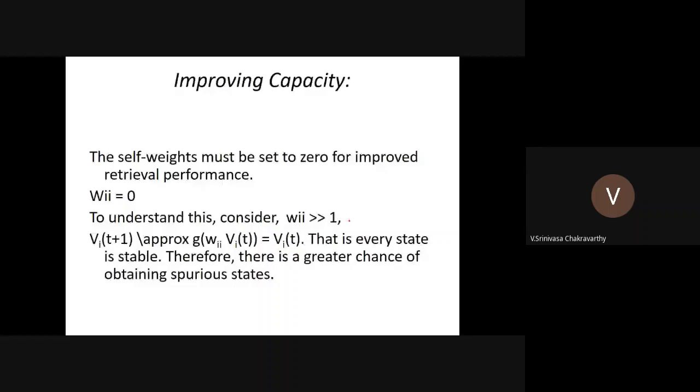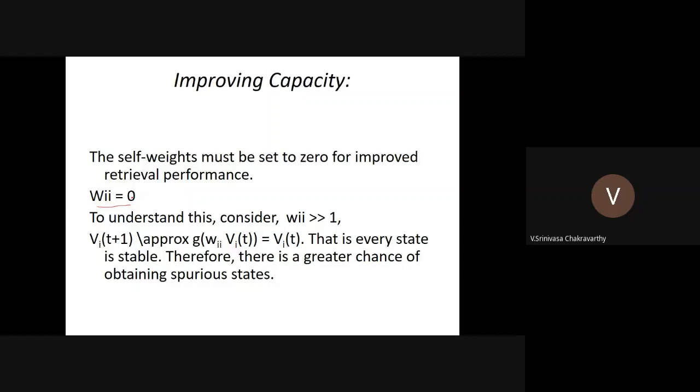So there are ways of improving performance, and lots of algorithms and learning mechanisms have been proposed to improve performance. One simple hack that is normally done is to set the self connections or self weights to 0, right? Because that will increase the chances.